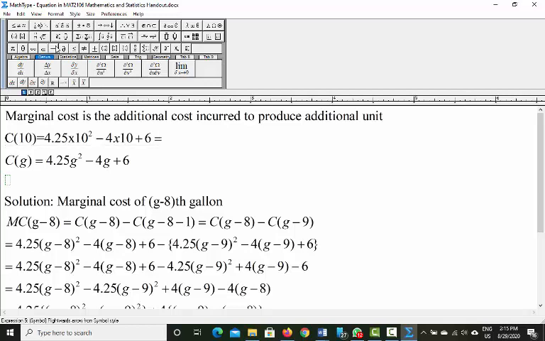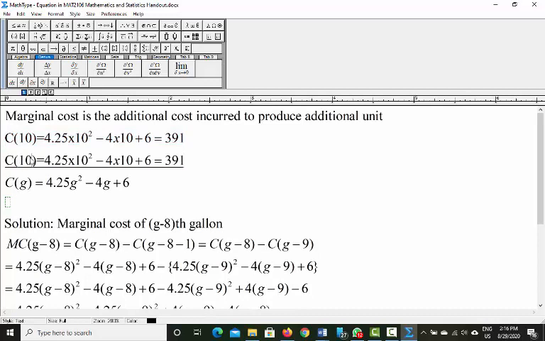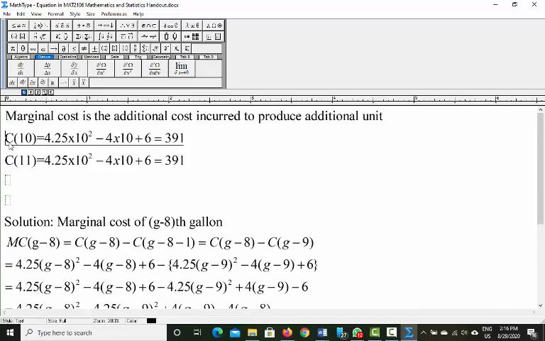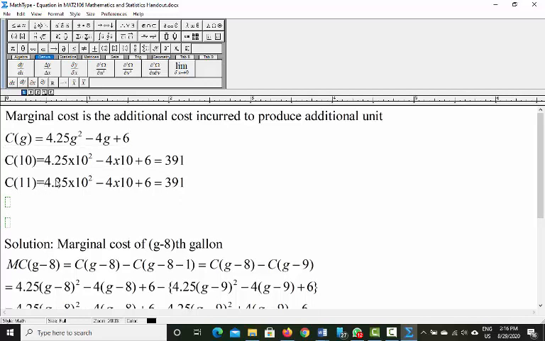So it will be 391. So total cost of producing 10 gallons of soybean oil is equal to 391. Now let us see what will be the total cost of producing 11 gallons of soybean oil.